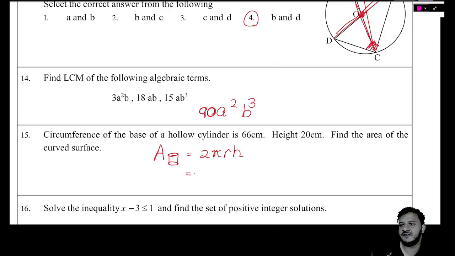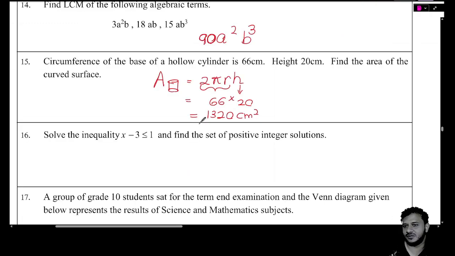I have seen people are trying to find the radius first. Don't do that. 2 pi R, what comes to your mind? 2 pi R means circumference, right? Isn't it? So that's 66. And H means what? H means 20. 66 times 20. Look, maths is easy. You just make it hard.